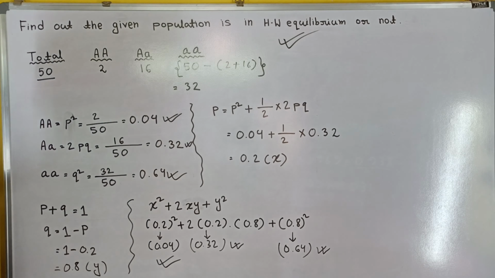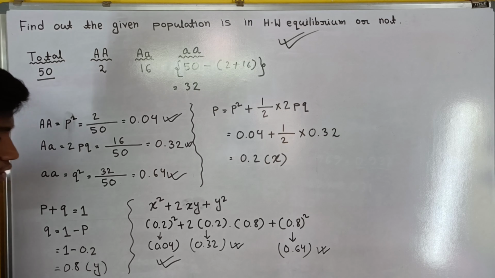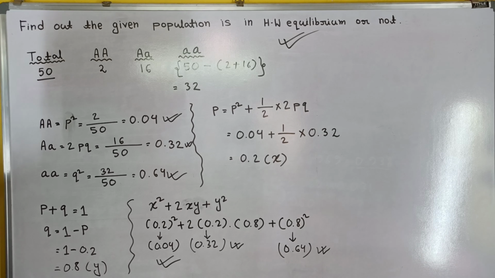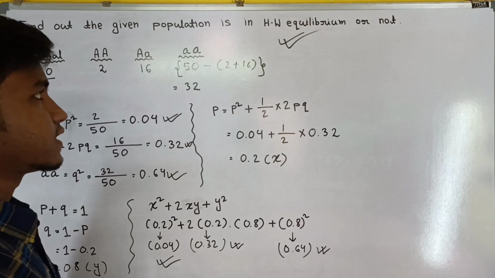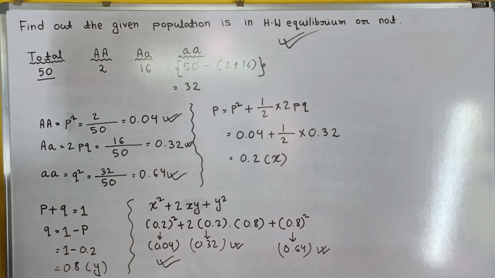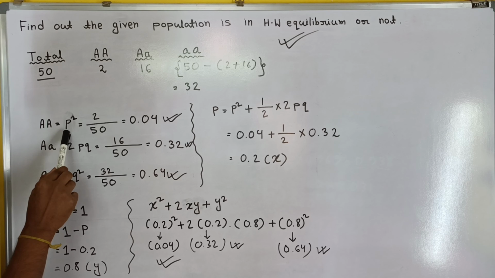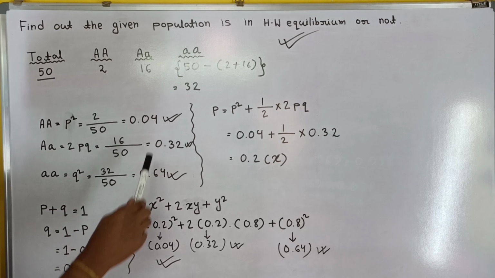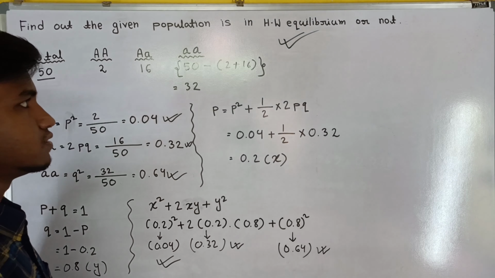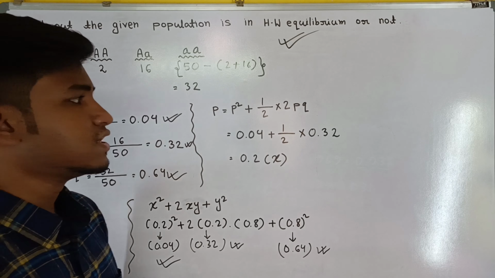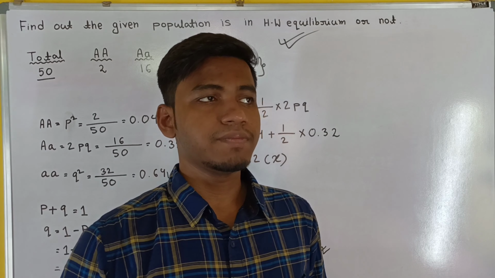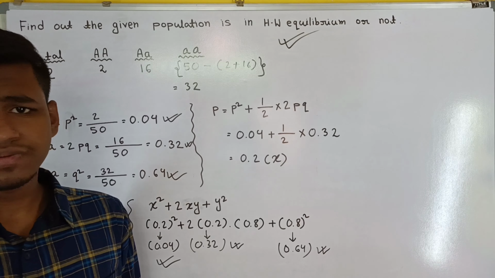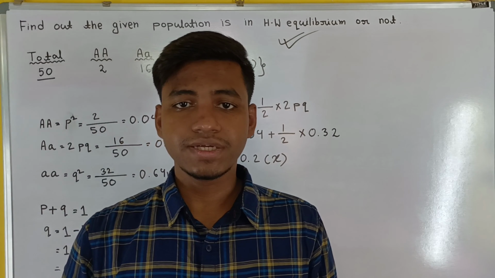But since the genotypic ratio matches with the expected genotypic ratio, we can say that this population is present in Hardy Weinberg equilibrium. You can see that capital A, p square, which is x square, is 0.04, 0.04, and all the rest of the values match. So this is our today's lecture. In the exam, this type of Hardy Weinberg population math will come. You can note down this formula in your notebook so that you will get help from it.